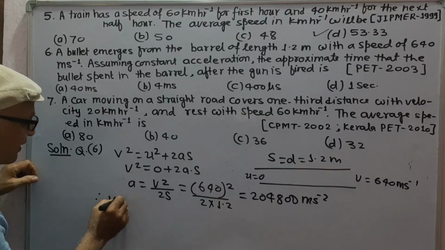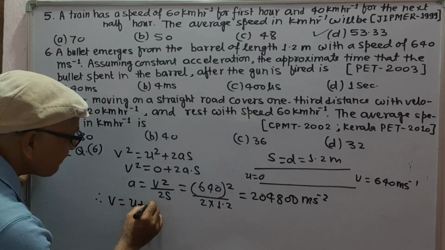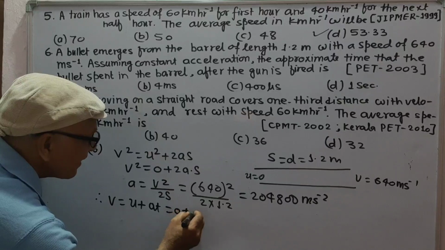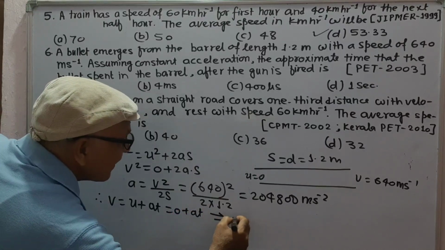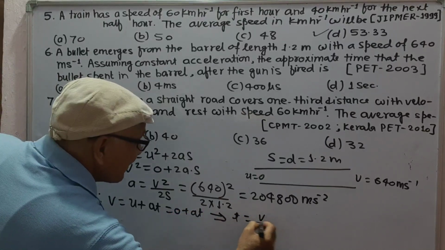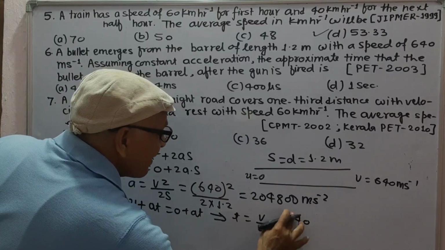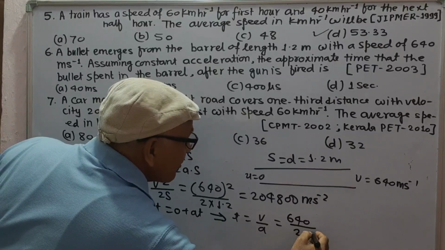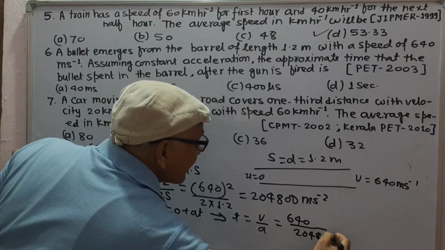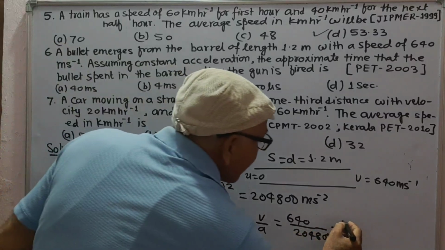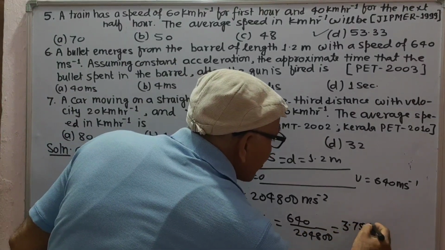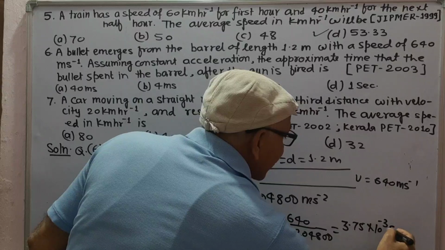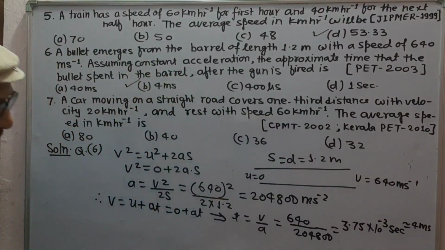Therefore, v is equal to u plus at, which is 0 plus at, which gives t as v upon a. v is 640 and a is 204800. This gives 3.75 into 10 to the minus 3 second. So the correct option will be 4 millisecond. That is option number B.